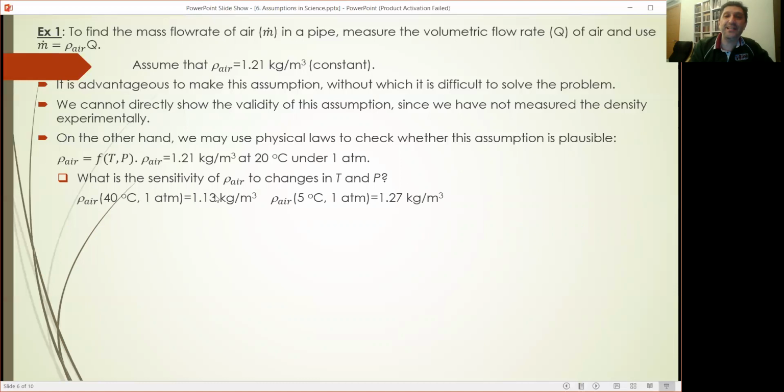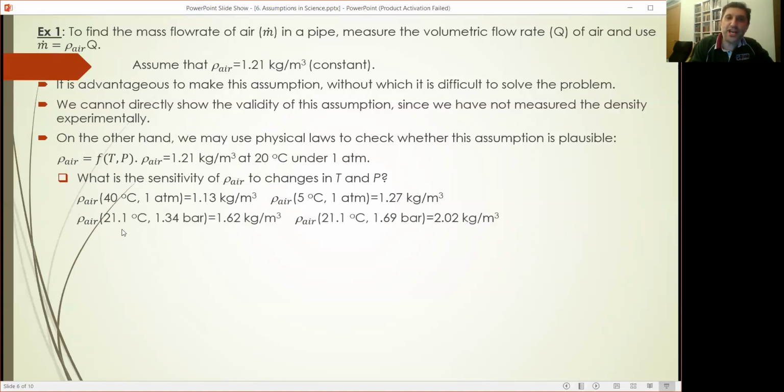So I would like to see how density of air changes with respect to temperature and pressure. Now, for 40 Celsius and 5 Celsius, both at 1 atmosphere, it changes from 1.13 to 1.27, which is actually a pretty small change. So if I believe that the room temperature is about 20 Celsius, which is pretty realistic, and the inlet and the reactor or the container that the air is pumped into is also around this range, from let's say 5 to 20 or to 40, this density 1.21 is a pretty reasonable assumption.